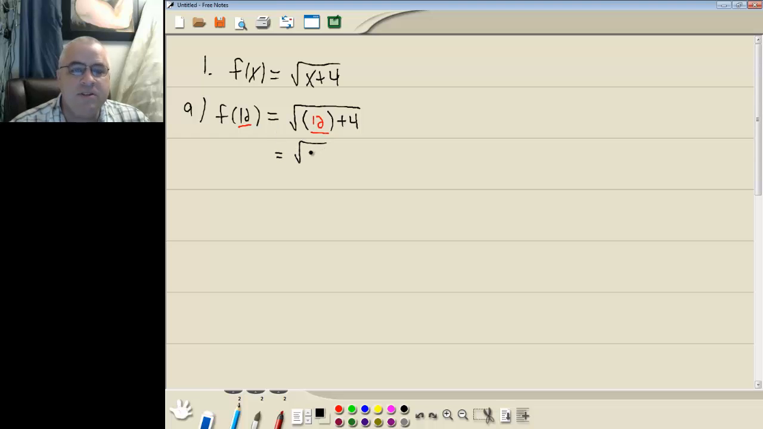Well, 12 plus 4 is 16. And you should always simplify your radicals. 16 is 4 times 4. Now remember with a square root, we're looking for a pair of somethings. Here's a pair of 4s, so a pair of 4s is going to come out in front as a single 4. And since we took everything out of the radical, then it disappears. So our answer is just 4.